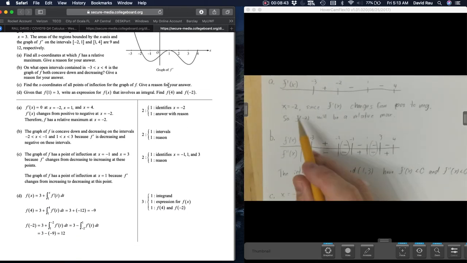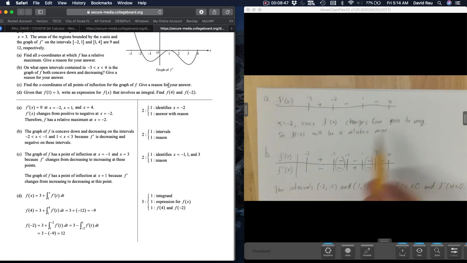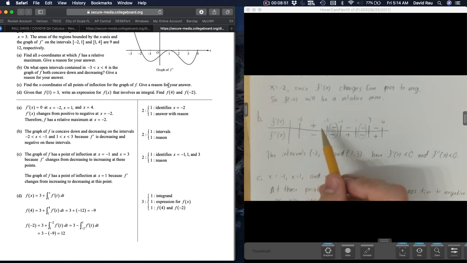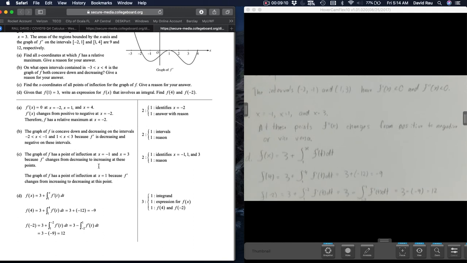Okay, so identify -2 and give a reason. So the reason is the sign chart in this phrasing right here. All right, I got my correct intervals of concave down. I gave my reason. The sign chart is kind of your reason there. Part C, okay, we have these 3. They break it into like 2 paragraphs, but I just kind of said vice versa and everything, but there we go.